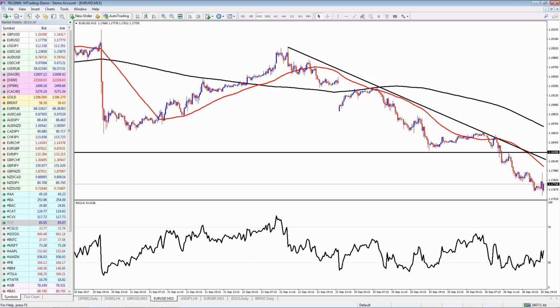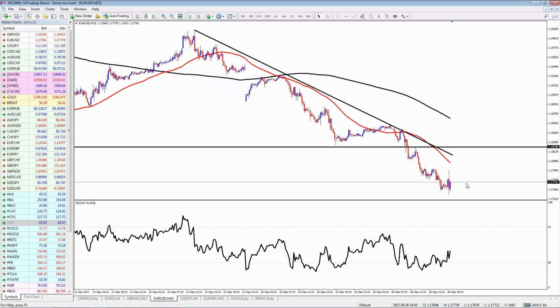And we're looking for the next retracement back. We're looking for a retracement back to this region here, and then look for the continuation move lower in that direction. Yep, that's one approach.